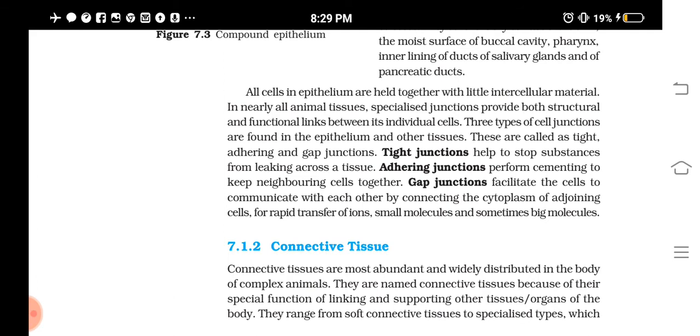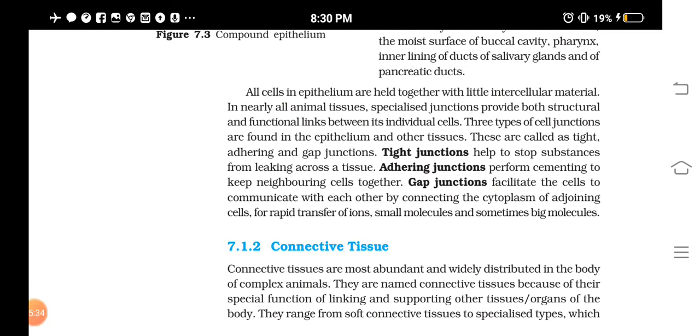So what are junctions? Junctions are the space between adjacent cells in animal tissues. And there are three types of junctions. What are they? Tight junctions, adhering junctions, and gap junctions, which help in the transfer of materials between the two cells. Gap junctions, isn't it? So about epithelial tissues, you understood? Epithelial tissues are mainly found in what? Around the linings of the body, isn't it?